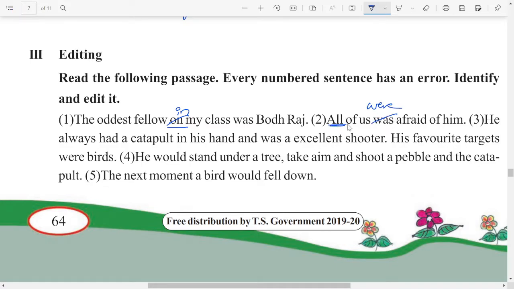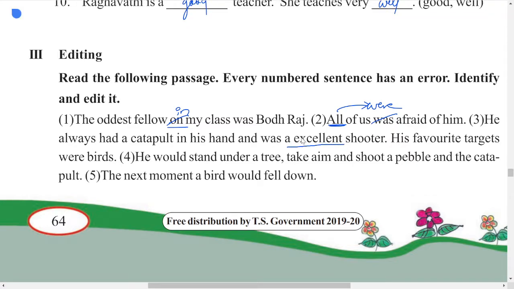Next, all of us is plural. This is an indefinite pronoun. All is plural. Okay, so all is followed by plural, that is were. Next, he always had a catapult in his hand and was an excellent shooter. See here, excellent is modifying shooter, which is a singular noun. Here we have to use an before the vowel sound e. So he was an excellent shooter.